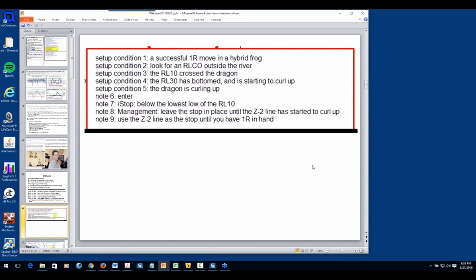It has elements of that chaining trade. So I'd like you to think your way through this. The first one, setup condition number 1: there's a successful 1R move in a hybrid frog. So the day has started, and there's a hybrid frog. A hybrid frog has made a 1R move. So there was a measured move already that day.